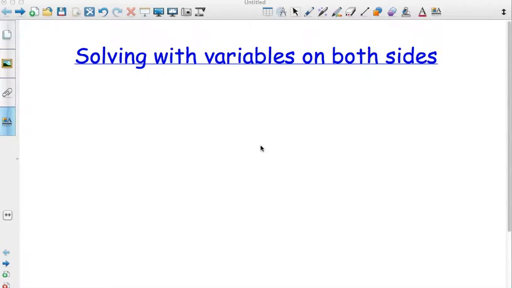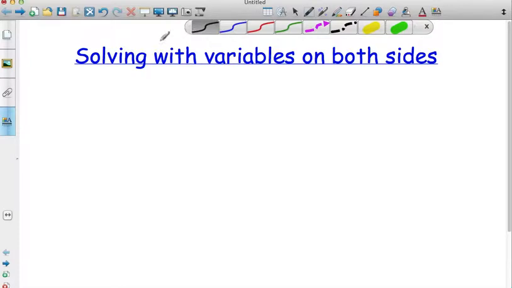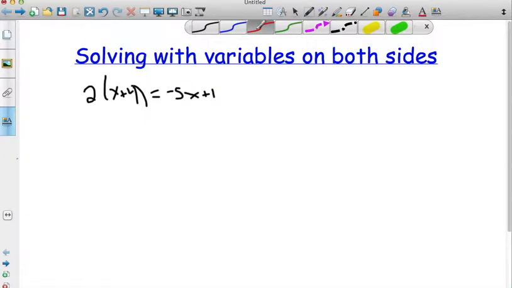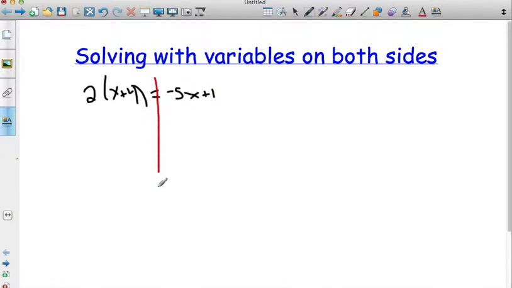sides of the equation. The equation that we will start with is 2 times (x plus 4) is equal to negative 5x plus 1. Now as I'm doing this, you should be following along with me in your notebook so that you have this example and you can bring in any questions that you may have.